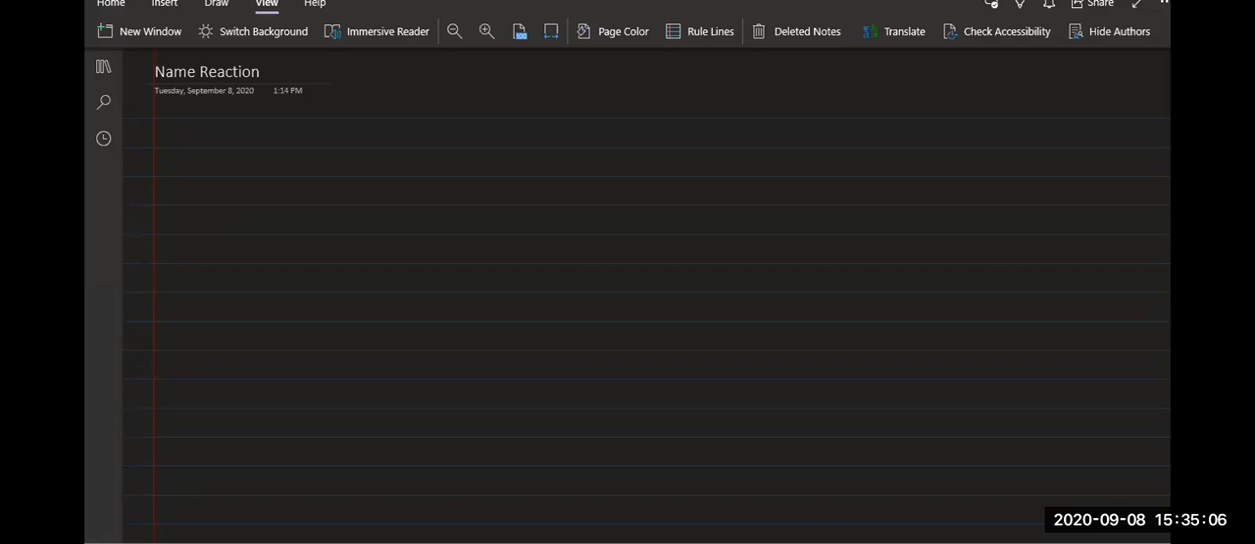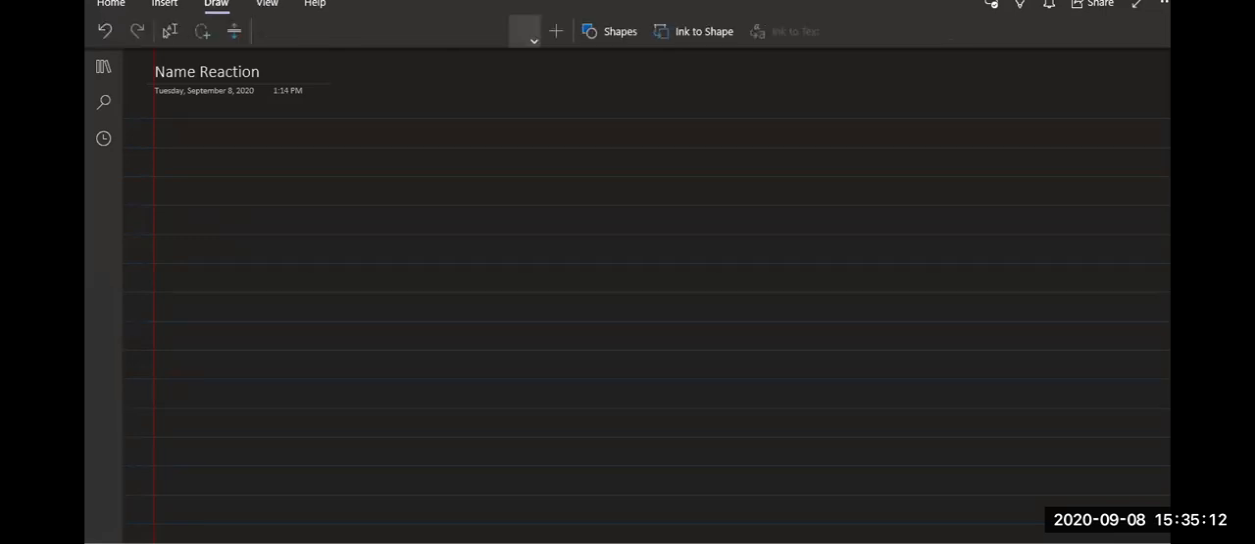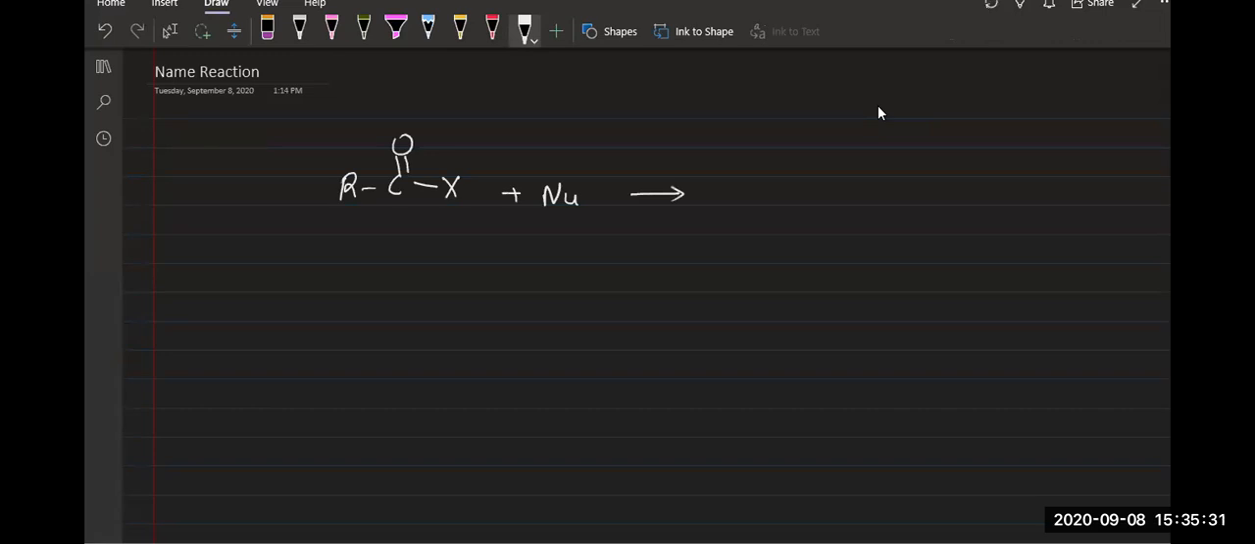Now, when we talk about aldehyde and ketone, there are actually two mechanisms which are very predominant throughout the chapter, right? Now, just think about this: we have R, C double bond O, X plus Nu. I hope all of you are quite aware of this reaction. Yes, it's a very famous reaction of aldehyde and ketone.